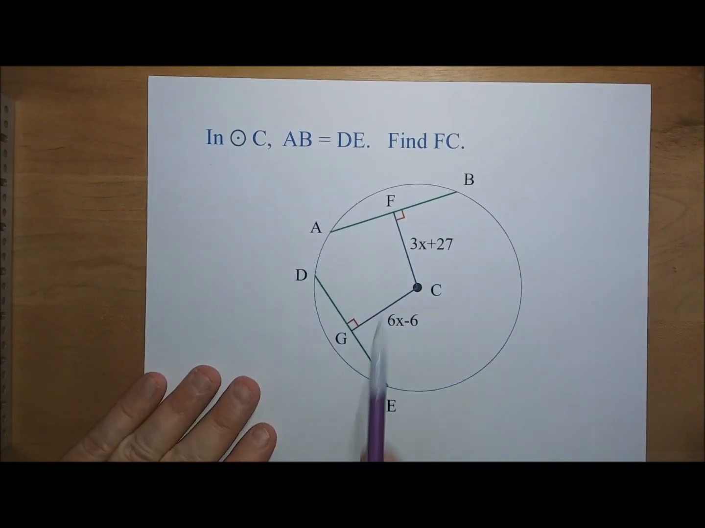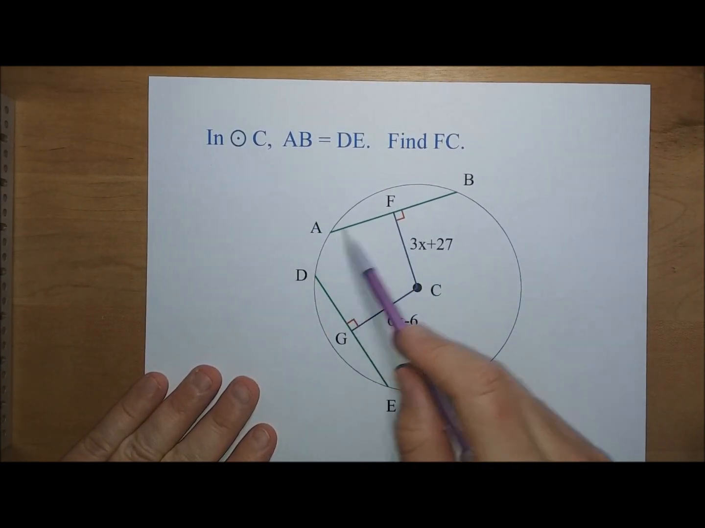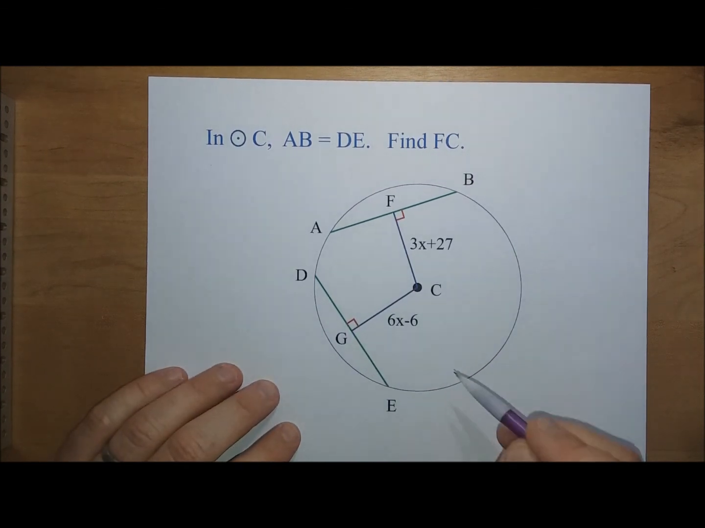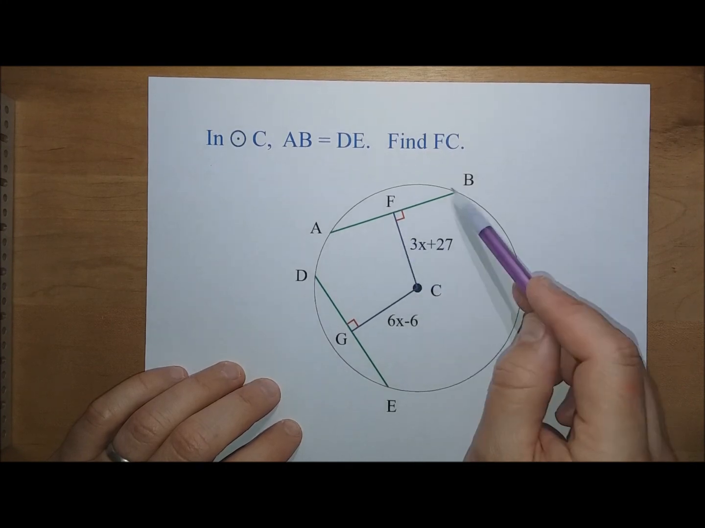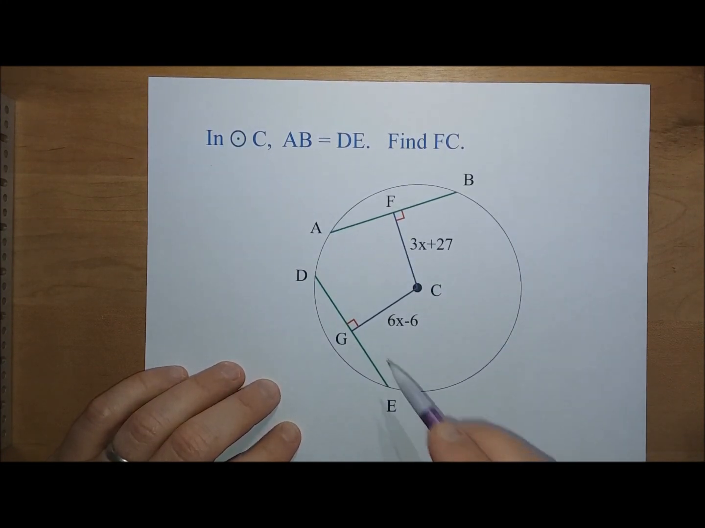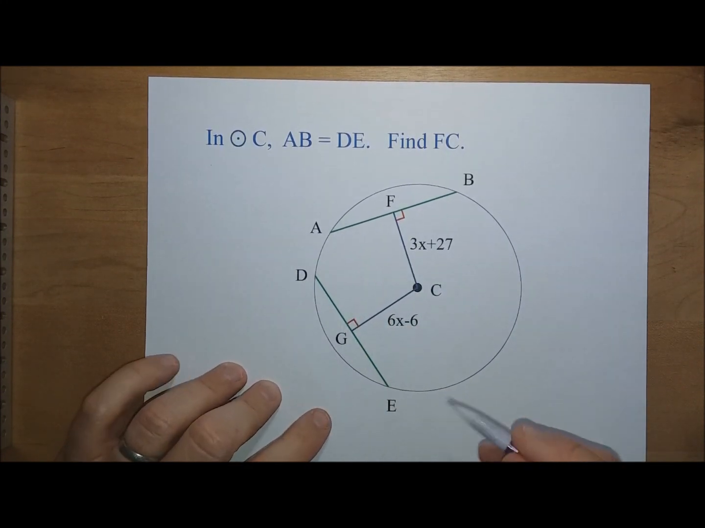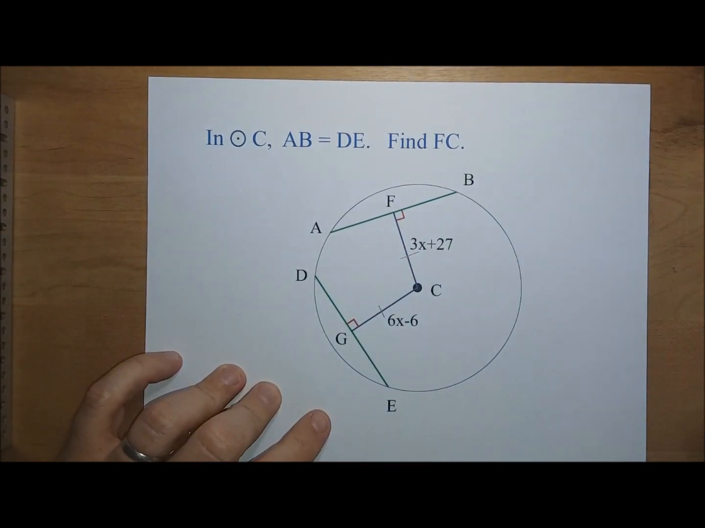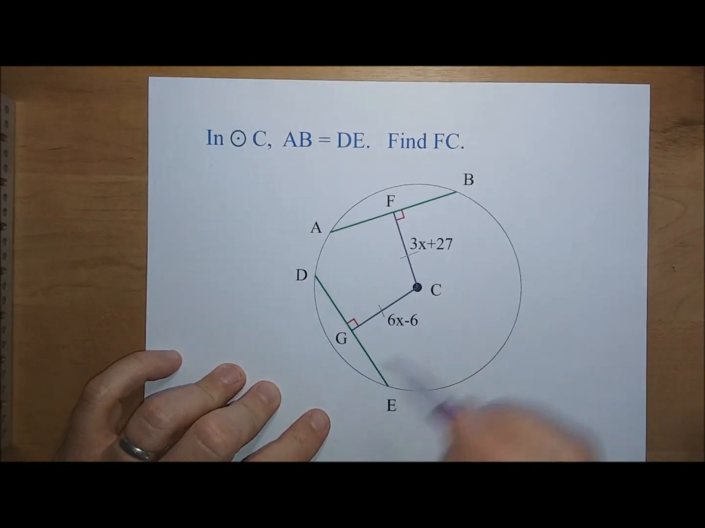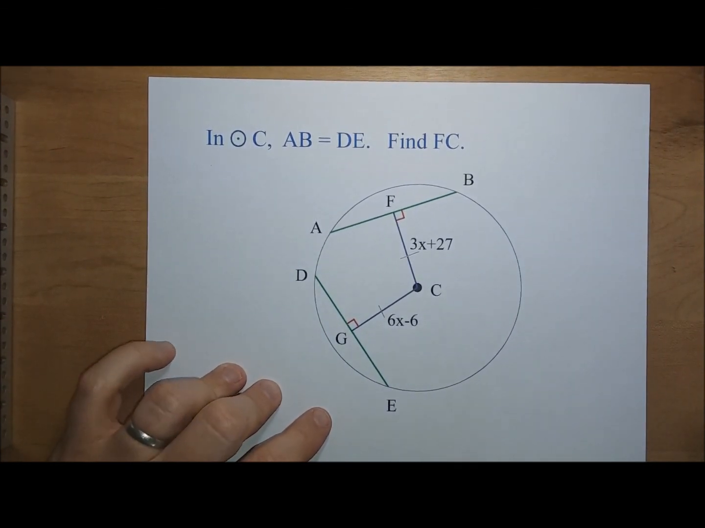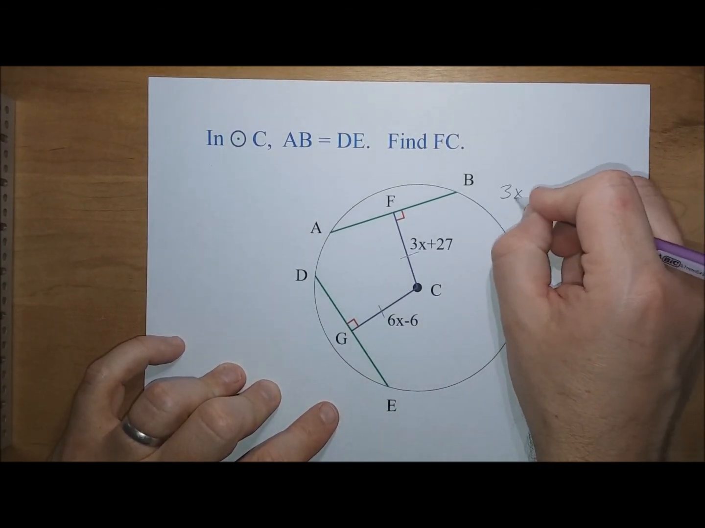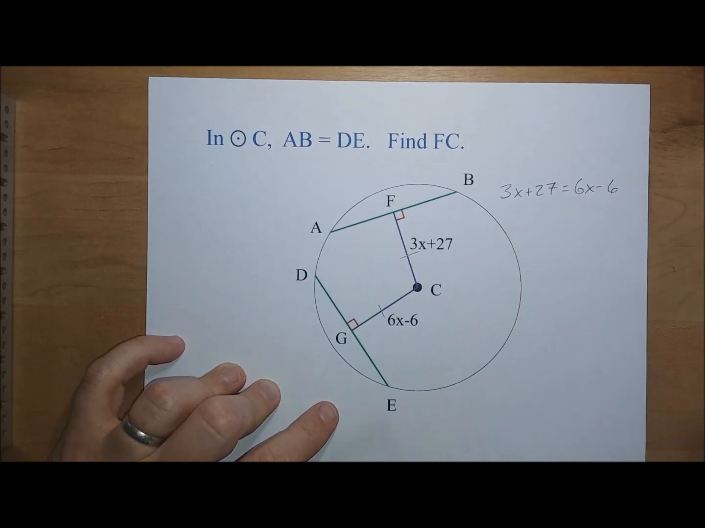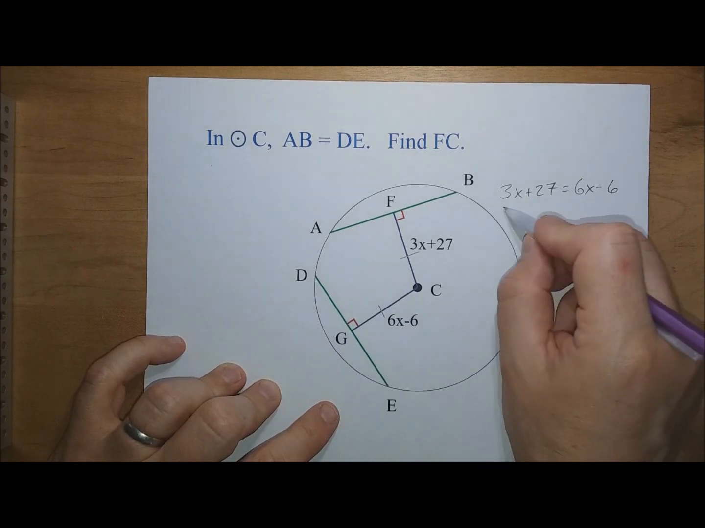In circle C, AB equals DE. So these chords are the same length. Could we find FC? If these chords are the same length, then these chords are congruent, and that can only happen if they are the same distance from the center of the circle. So these segments must be congruent to each other, and therefore these two expressions must be equal to one another. We can solve that for x.